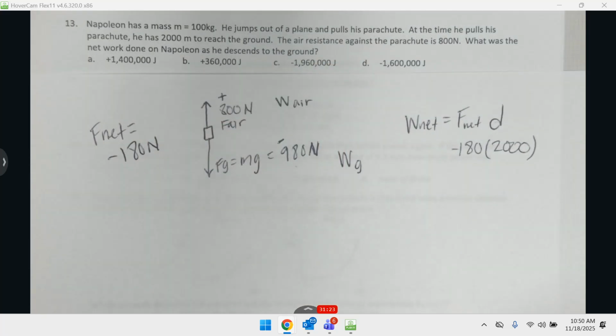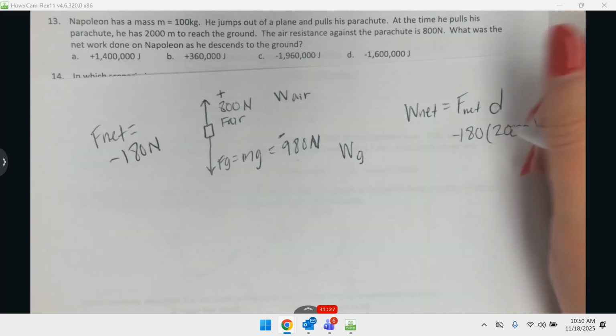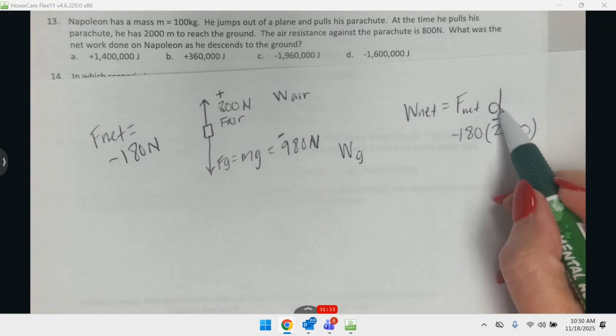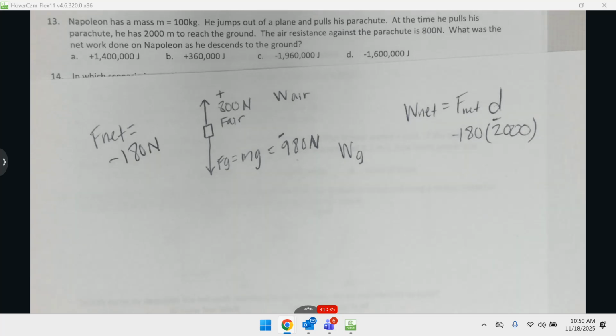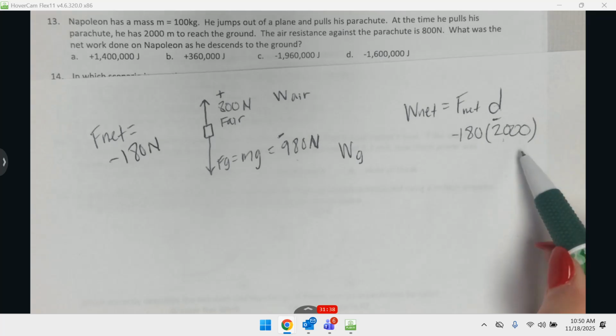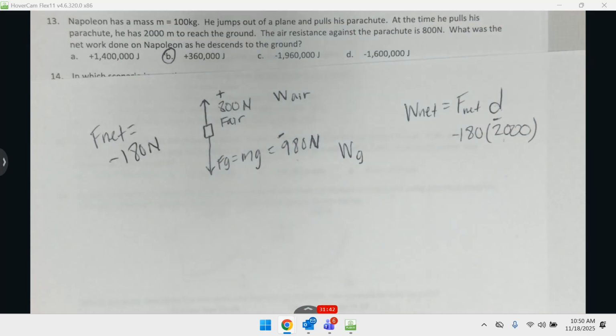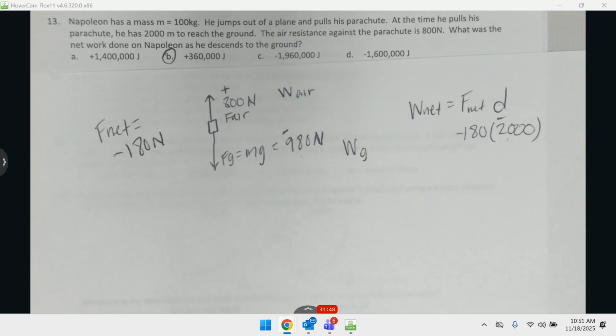Oh, sorry, hold on. The distance is down. I forgot. They're both negative. Again, his displacement is down. Sorry about that. Because his displacement is down, he's falling. That should be a negative. So it will be a positive number. It will be specifically positive 360,000. If you'd done it the way I did, you would have caught it as soon as you did it and been like, this is not right. Okay, sorry about that. Pay attention to the direction of your displacement as well.